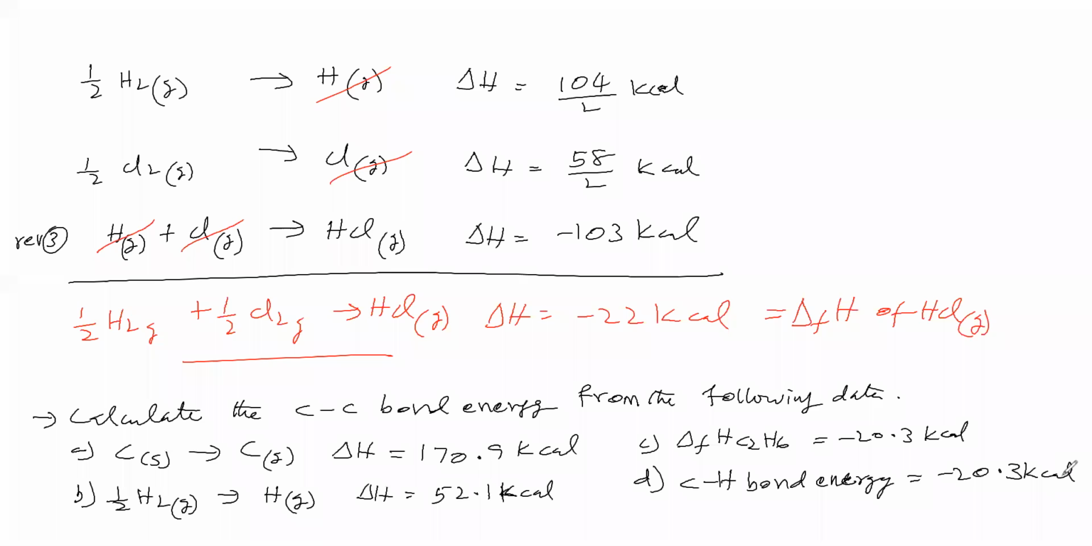Now they are asking us to calculate the CC bond energy. This ethane has a CC bond, and that bond energy we have to find. So for ethane, the enthalpy of formation is given. That equation we will write first.